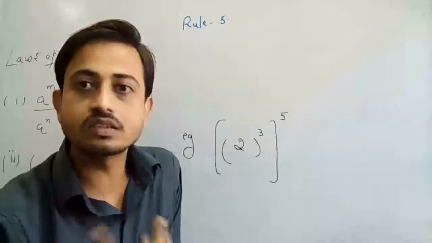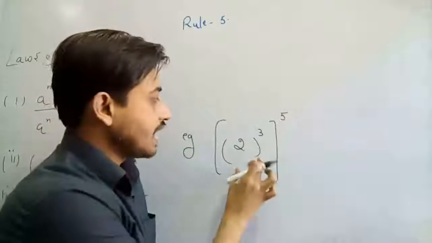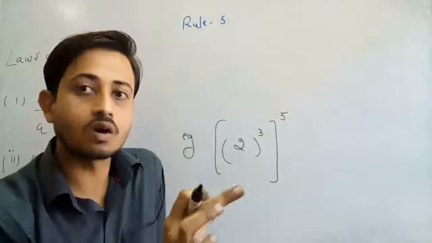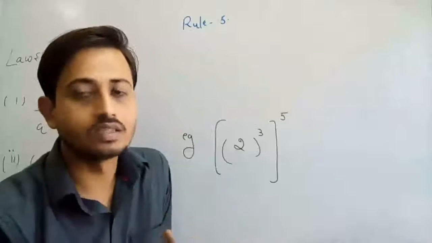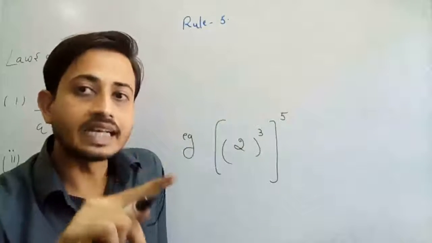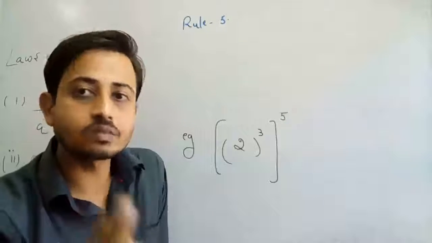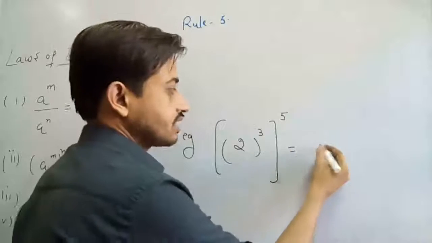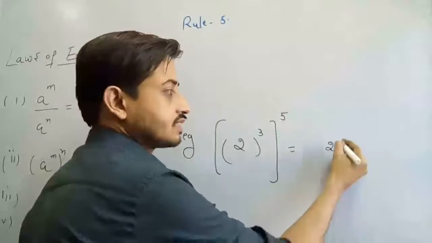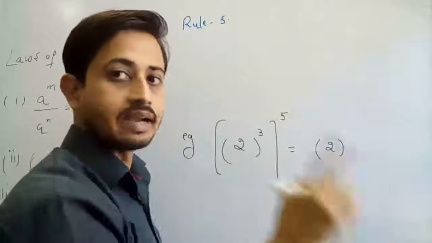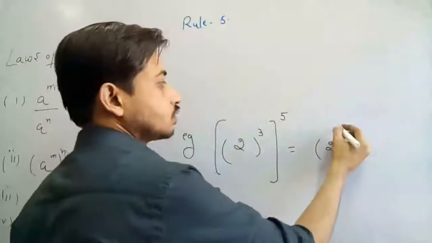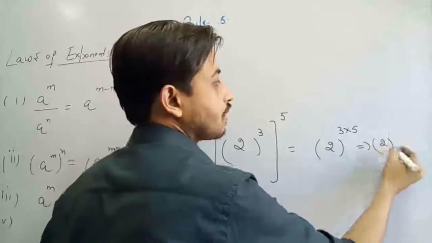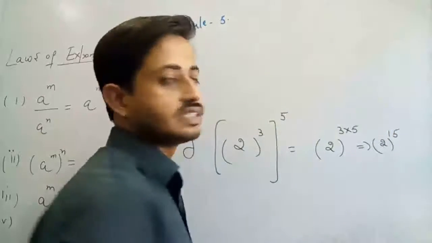how do we solve it? If you get any term in terms of exponent and power and the whole term also has a power, the power gets multiplied and the exponent remains same. That's why I say the exponent remains same, 2 is same and the power gets multiplied. So 3 multiplied by 5, we get 2 raised to the power 15. This is the answer.